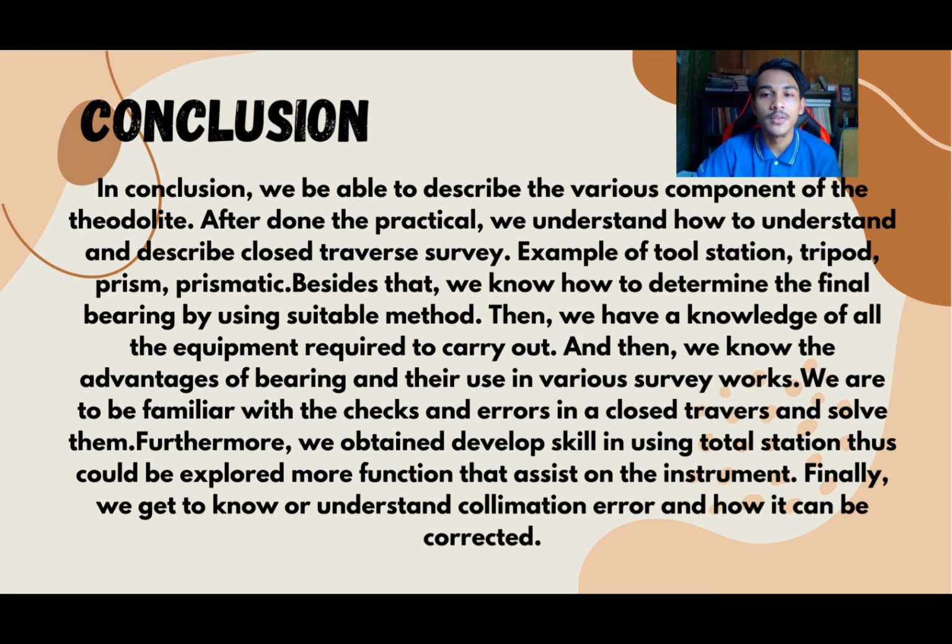Then, we have knowledge of all the equipment required to carry out the work, and we know the advantage of bearing and their use in various survey work. We are familiar with the check and error in a closed traverse and can solve them. Furthermore, we developed skill in using the total station, and could explore more functions that exist on the instrument. Finally, we get to know and understand collimation error and how it can be corrected.